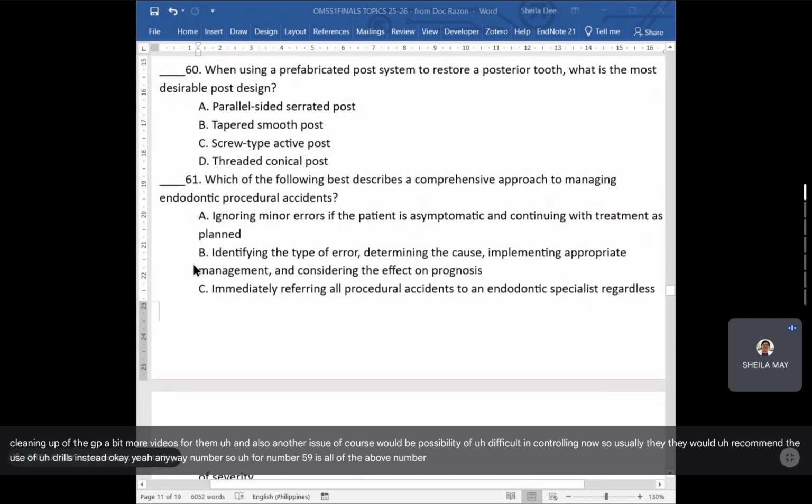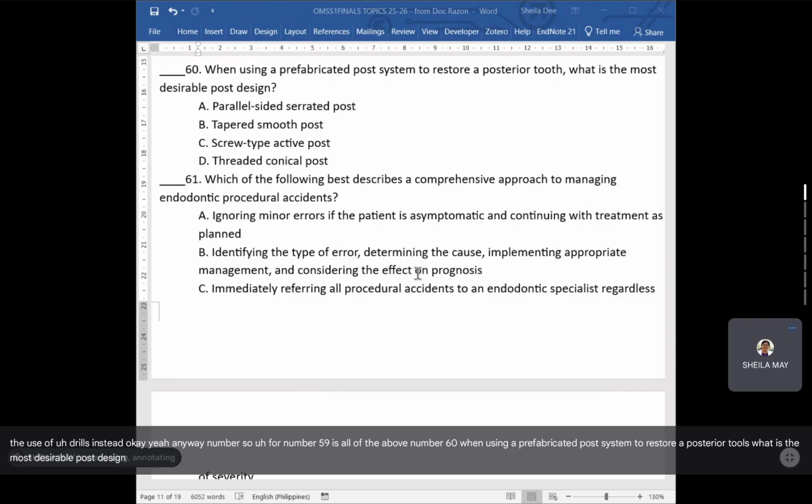Number 60. When using a prefabricated post system to restore a posterior tooth, what is the most desirable post design? Okay, definitely threaded or screw type. Now, tapered design is a problem because this tapering actually promotes a wedge effect. That's also a possible source of fracture.